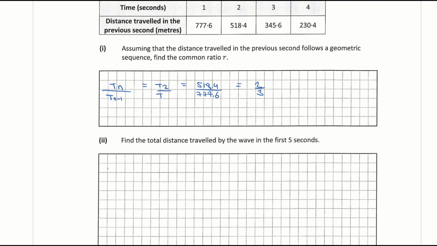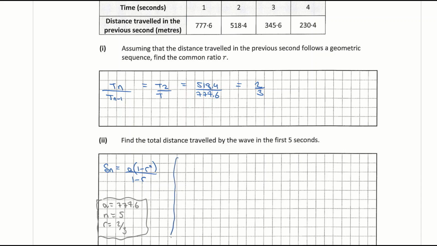It's a geometric series. So I'm going to my log tables on page 22, taking down the sum of the terms, which is given by a times 1 minus r to the power of n over 1 minus r. Just writing down everything we know here. A stands for the first term, which is 777.6. N is the first 5 seconds, and r is the common ratio, which is 2/3. So that's my little bit of work that I need to use.